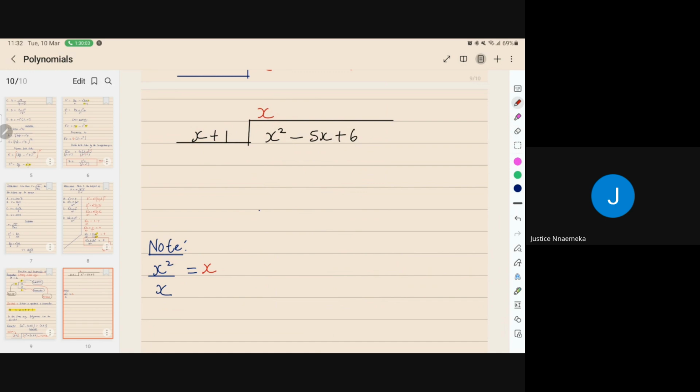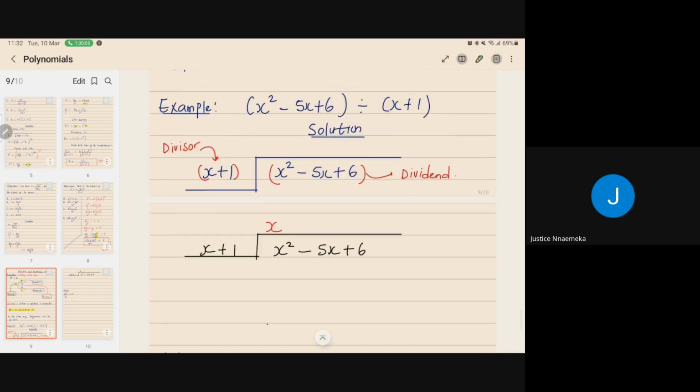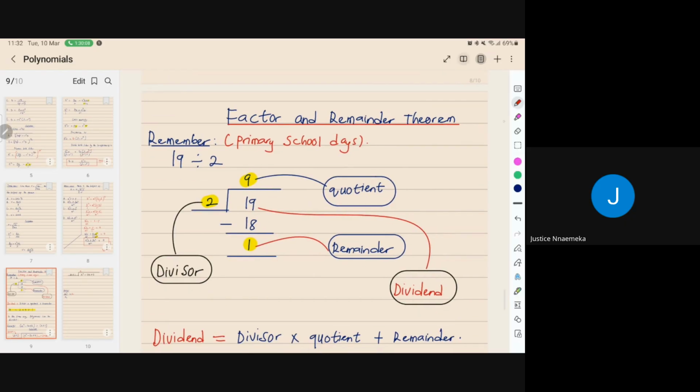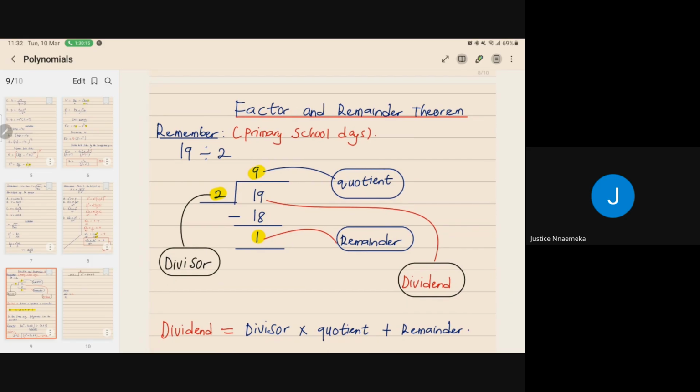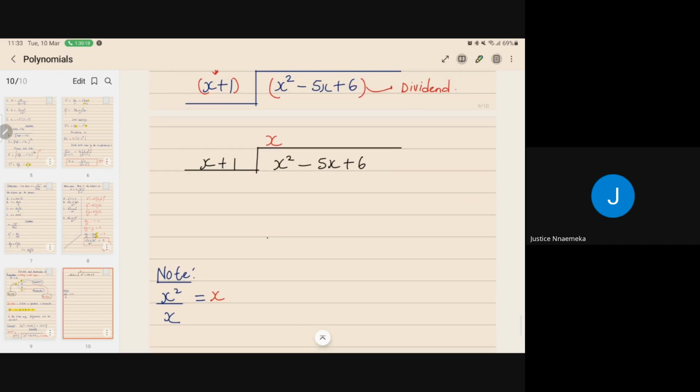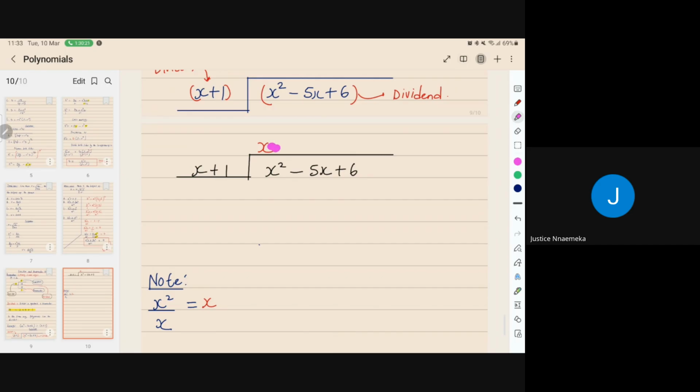Now, the next one, just the way you did your normal division. Remember, 19 divided by 2 will give us 9, 9 times 2 is 18. That same process of doing your long division. I think you should go back to your primary school long division so it will make more sense to you. So now, x times x, you start multiplying. X times x is going to give us x squared. Now, x times plus 1 is going to give us plus x. Then we subtract.